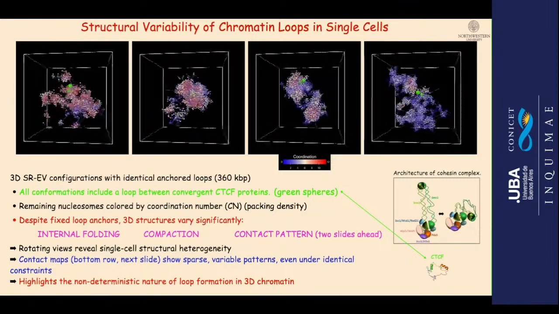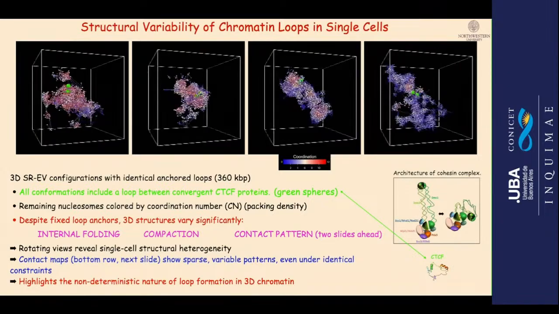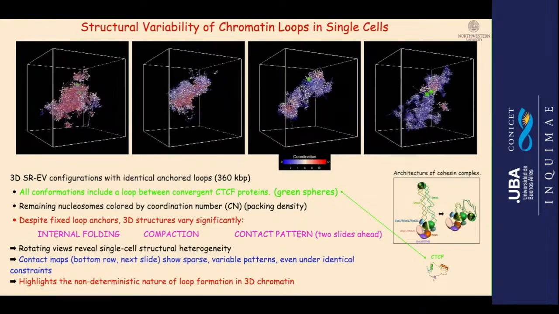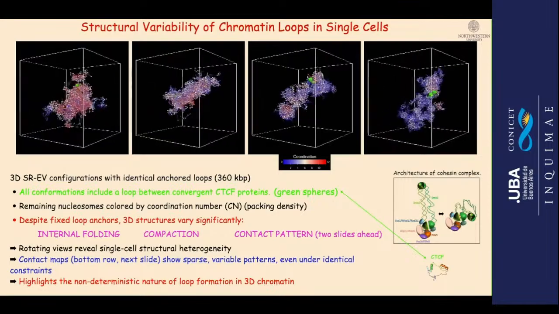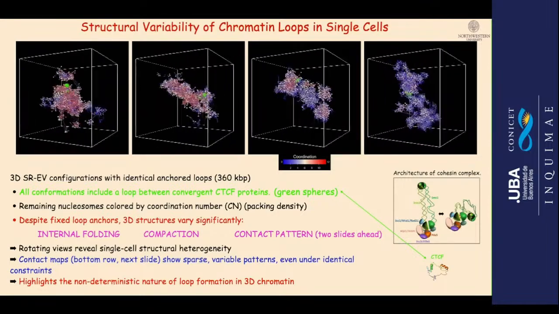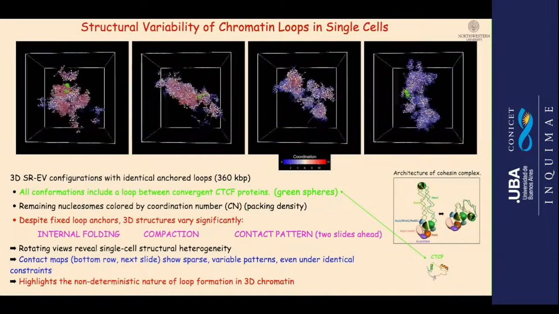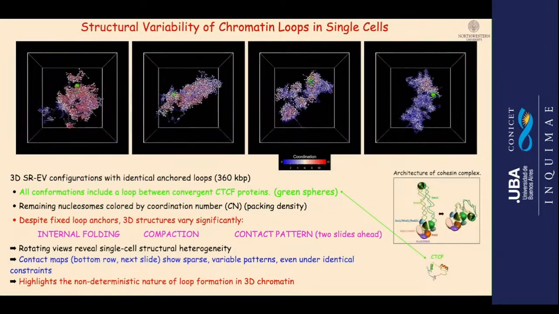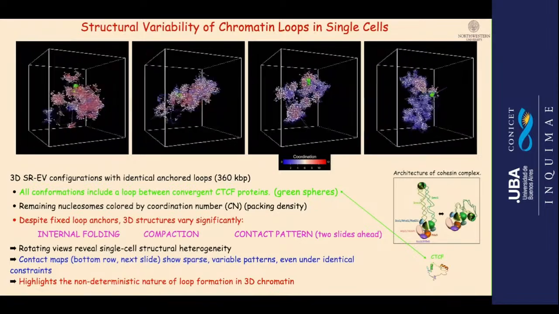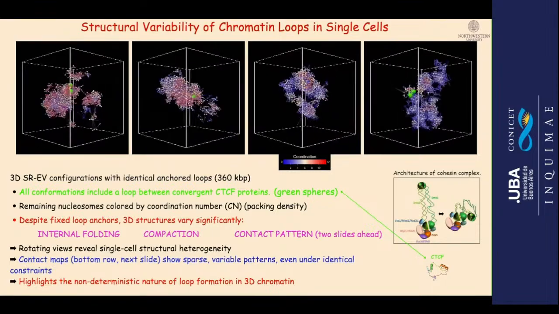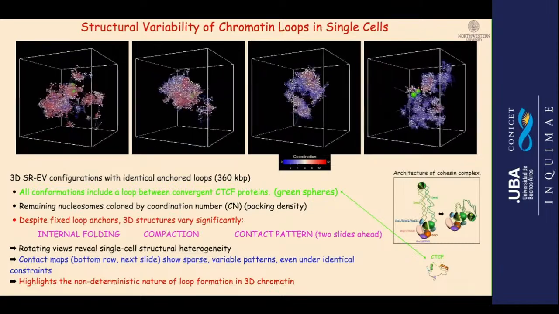The rotating views show that folding and compaction geometry differs substantially across cells despite fixed anchors. Looping in 3D is not deterministic.